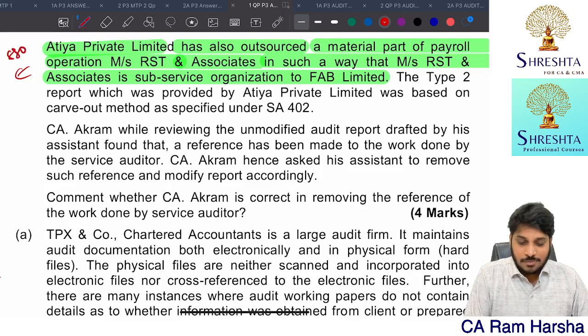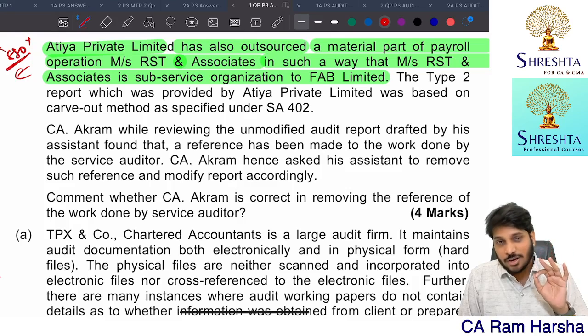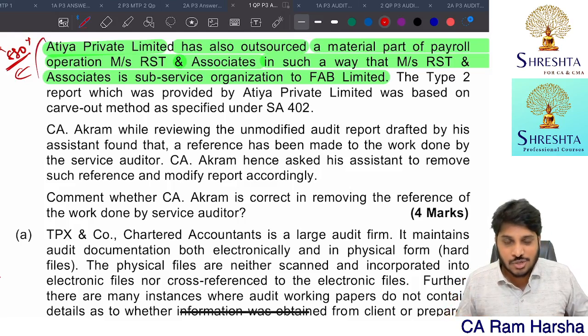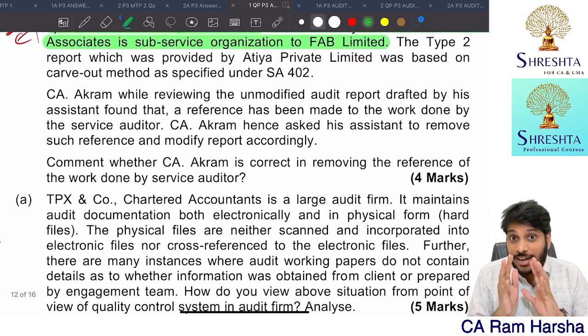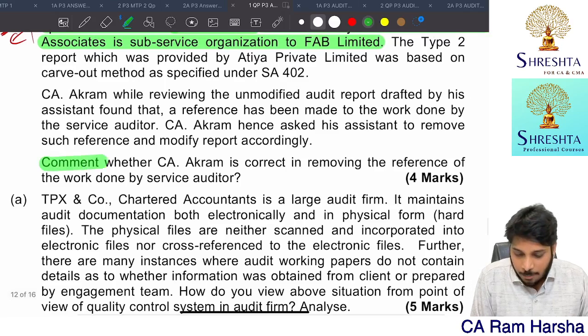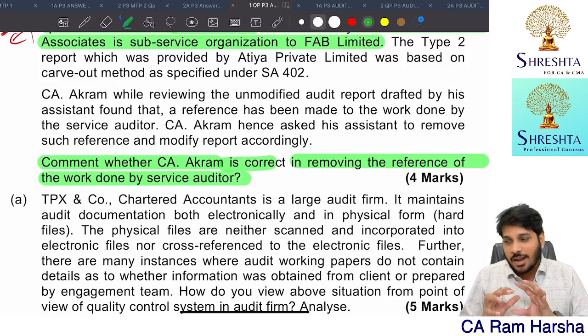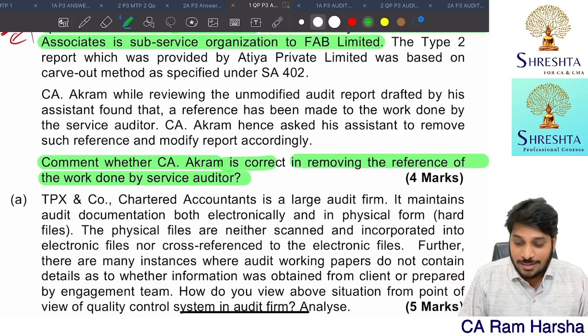Sub-service organization related discussion is actually not given in the ICA book. When I read this question for the first time, I was shocked. How come you ask a sub-service organization question which is not there in the material itself? But when I saw the last part of the question, I understood what they are actually asking. Comment whether CA Akram is correct in removing the reference to the work done by the service auditor in the audit report. They are asking about the reference to the service auditor's report in the user auditor's report, not actually this question. Fine, look at this actual question.